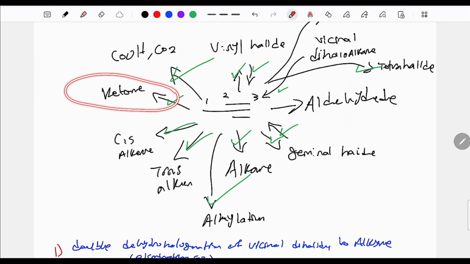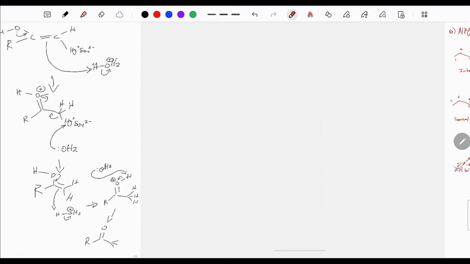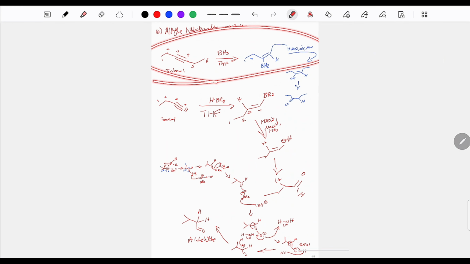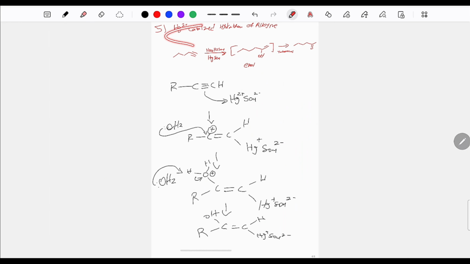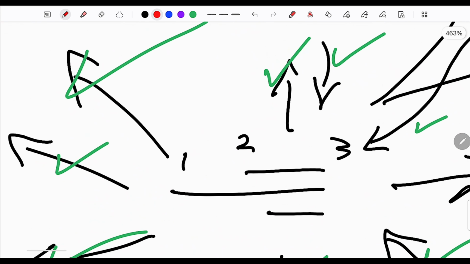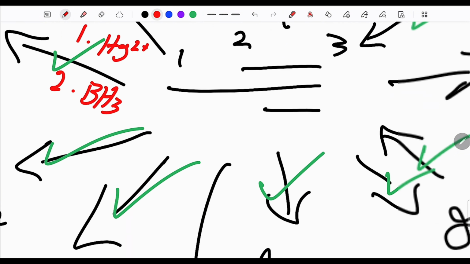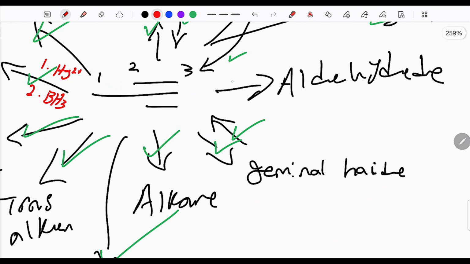How do I get a ketone? There's two ways to get a ketone. One of them is by hydroboration oxidation of an internal alkyne, as we saw here. The other one is a mercury catalyzed hydration of the alkyne. So the first method is with mercury 2 plus. The second method is with hydroboration oxidation. And over here, we're going to write BH3 or BR2 for ourselves. So we know that it's that.